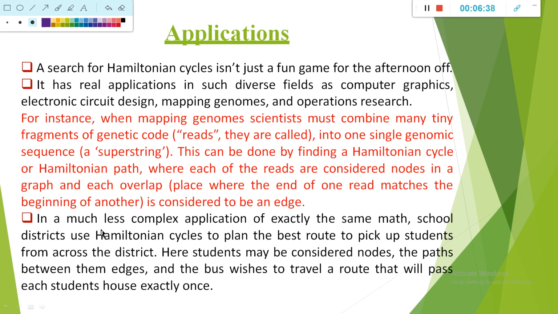In a much less complex application of exactly the same mathematics, school districts use Hamiltonian cycles to plan the best route to pick up students from across the district. Here students may be considered as nodes and the paths between them edges, and the bus wishes to travel a route that will pass each student's house exactly once.